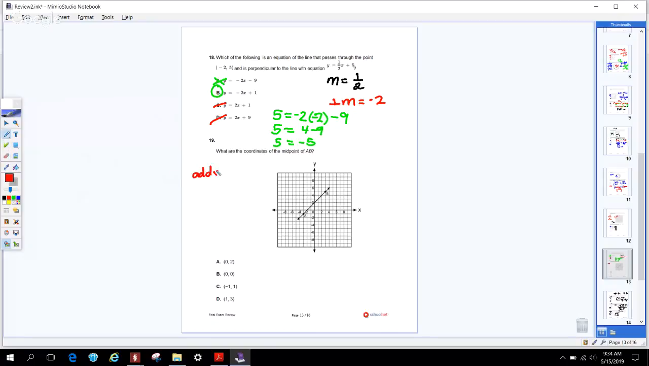Add the x, divide by 2, add the y, divide by 2, or of course you could do x1 plus x2 divided by 2.